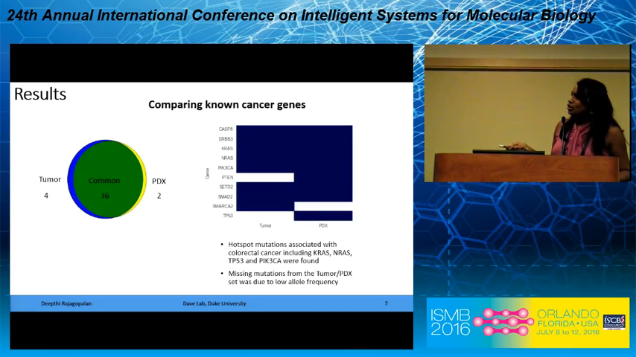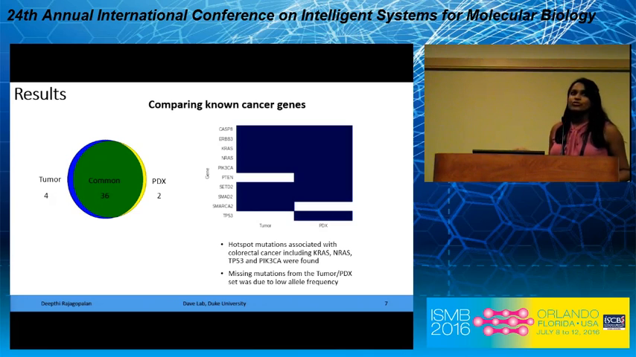Then we also wanted to look for some known cancer genes. So we specifically looked for COSMIC mutations in our data set. We were able to find 42 such mutations, and we saw that the majority of the ones that we found were found both in tumor and PDXs.